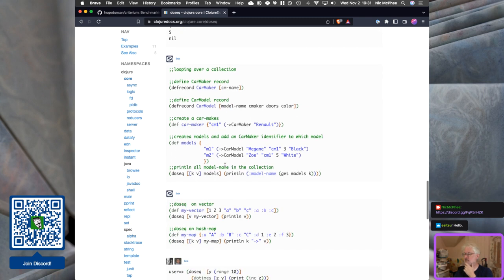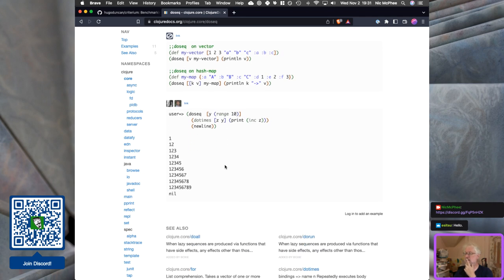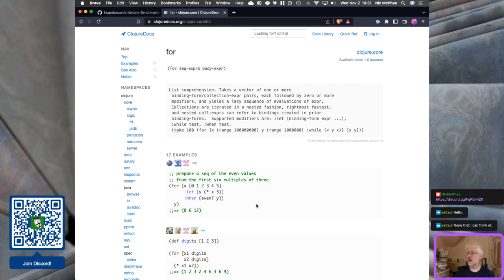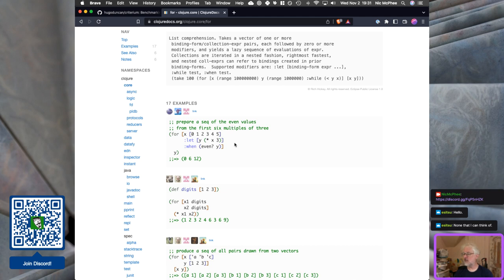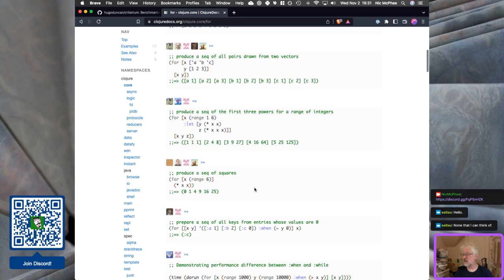I want some way of counting in parallel. I thought I could do that. Let's look at for. What is it? While? No, not while. Let, when. So let gives me a local variable. When lets me test something.